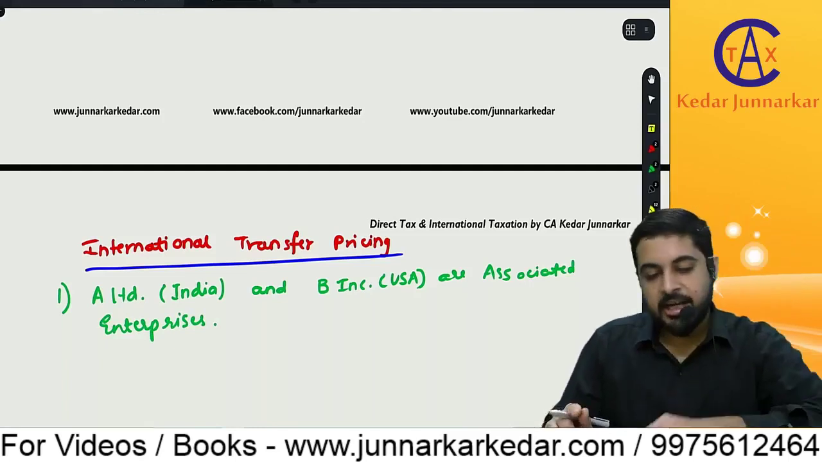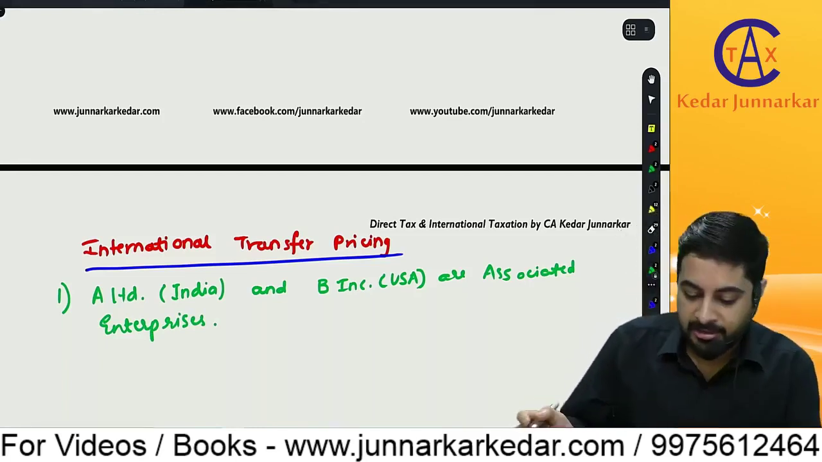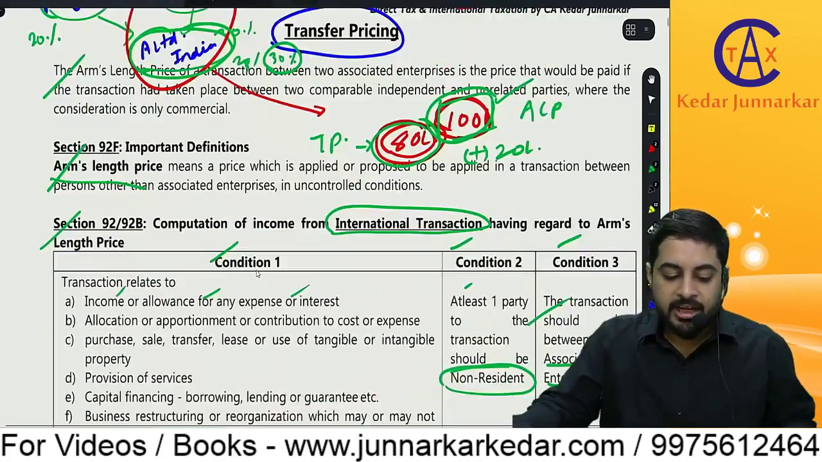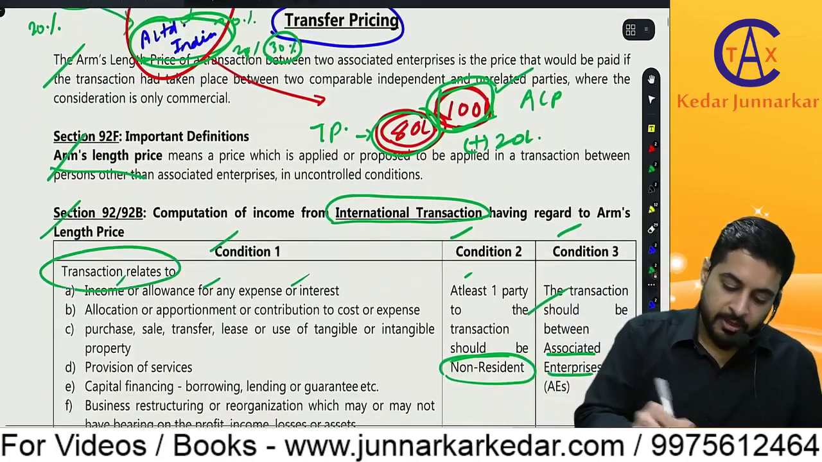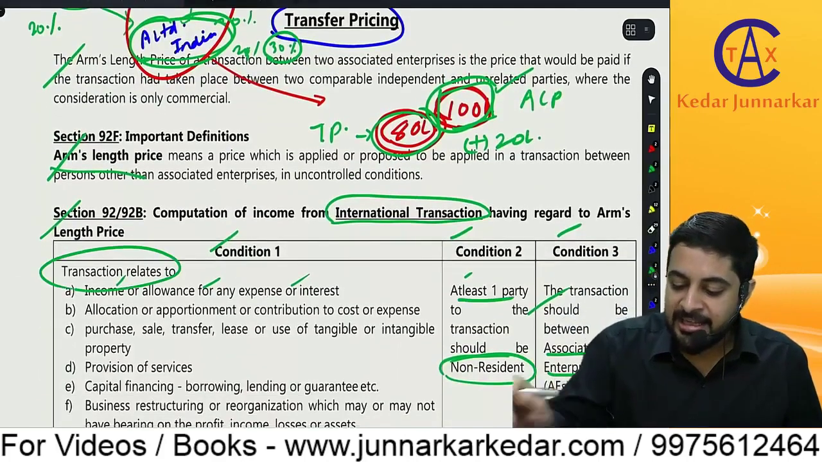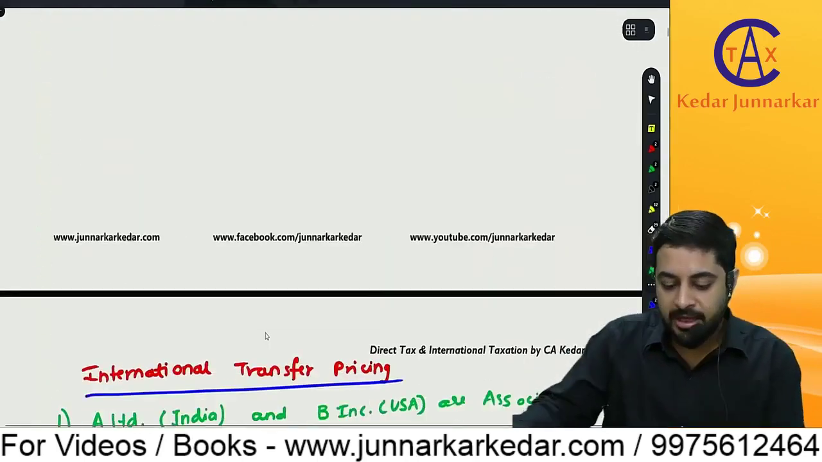So A Limited India and B Inc. USA are associated enterprises. So what is the first condition? That it should be a specific transaction. So we have not yet written transaction. Second, at least one party should be NR, and third, there should be AEs.